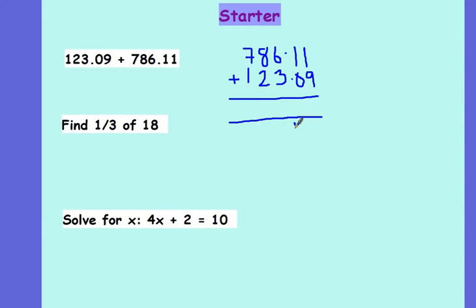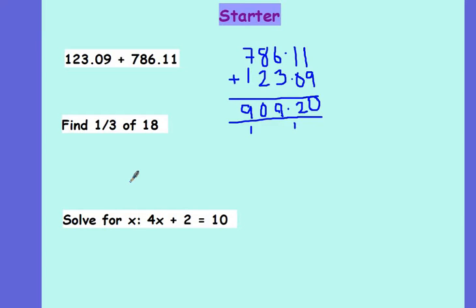1 plus 9 gives me 10. 1 plus 1 gives me 2. 6 plus 3 gives me 9. 8 plus 2 gives me 10. And 7 plus 1 plus 1 gives me 9. So I'm looking for 909.20.